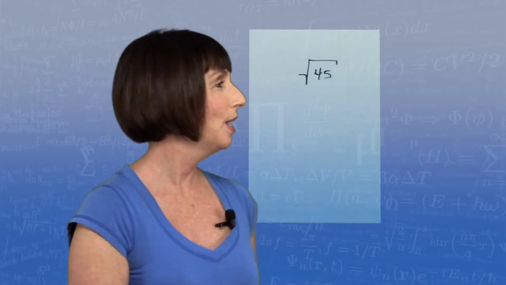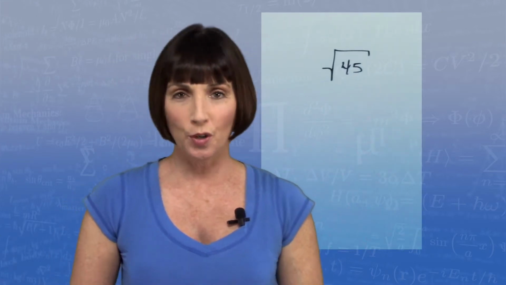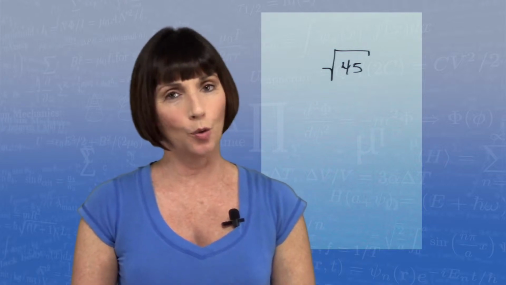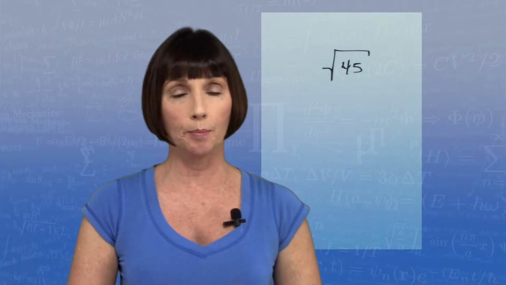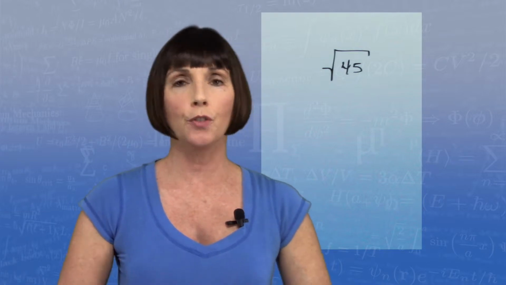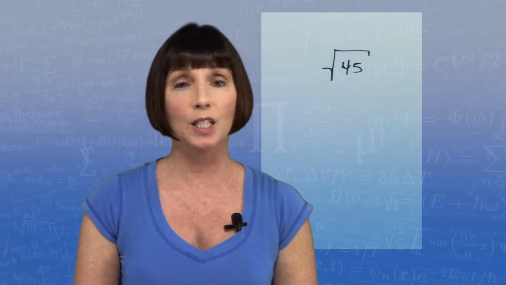Okay, let's look at example 2. We have the square root of 45. Again, ask yourself, is 45 a perfect square? No, it is not. Can I write it as the product of a perfect square and another number? Think about some of the factors of 45. 9 times 5 is 45 and 9 is a perfect square.